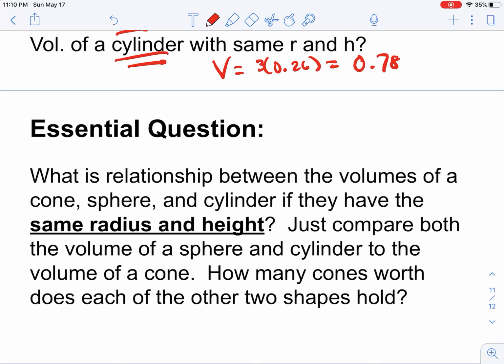And that is that. So use that when you're doing your homework. And then remember, keep your answer to your essential question really simple. Okay, just relate it, how many cones in each of those other figures.